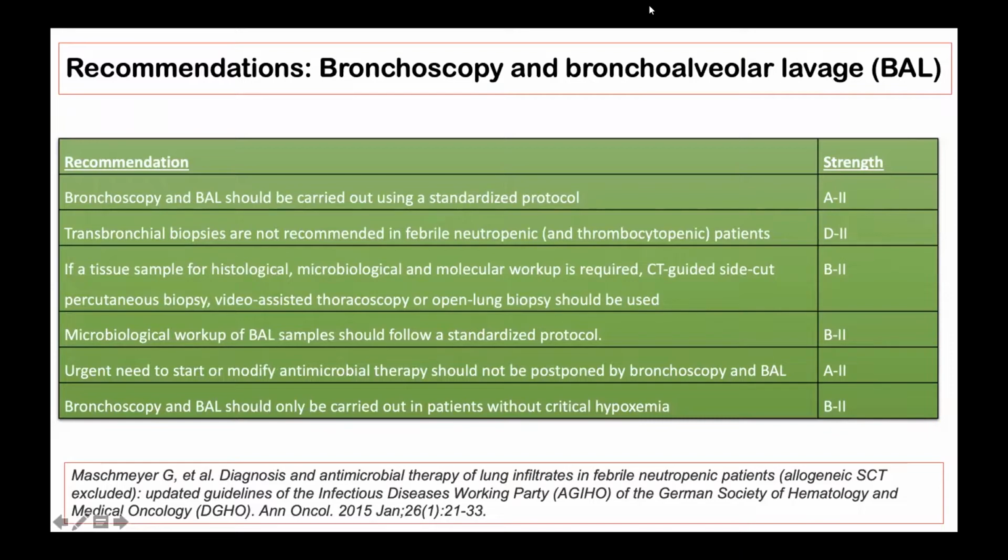The other recommendation is that the urgent need to start or modify antimicrobial therapy should not be postponed by bronchoscopy or BAL. So you can start your therapy early on. Bronchoscopy and BAL should only be carried out in patients without critical hypoxemia. The stable patient should go through this procedure.